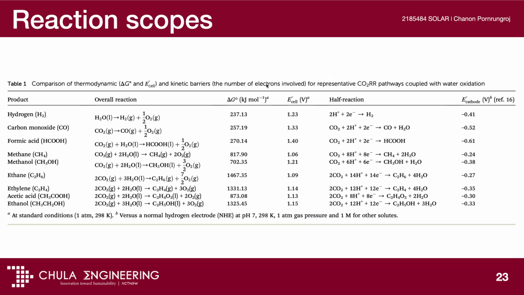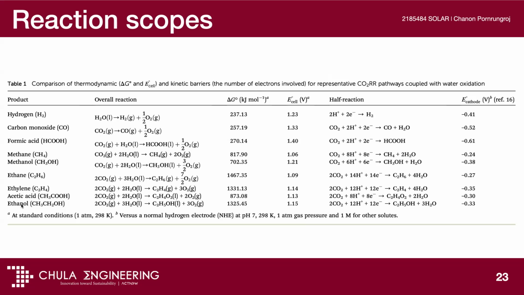Okay, next we have this chart. This is the product that normally you get from this process that I explained before. So you get hydrogen from water splitting, you get carbon monoxide from CO2 reduction. Sometimes you get formic acid, you get methane, methanol, ethane, ethylene, acetic acid, ethanol. So you see that all these molecules are the smaller molecules that you can get. And as I mentioned last time, our goal is to connect this and make the larger molecule.